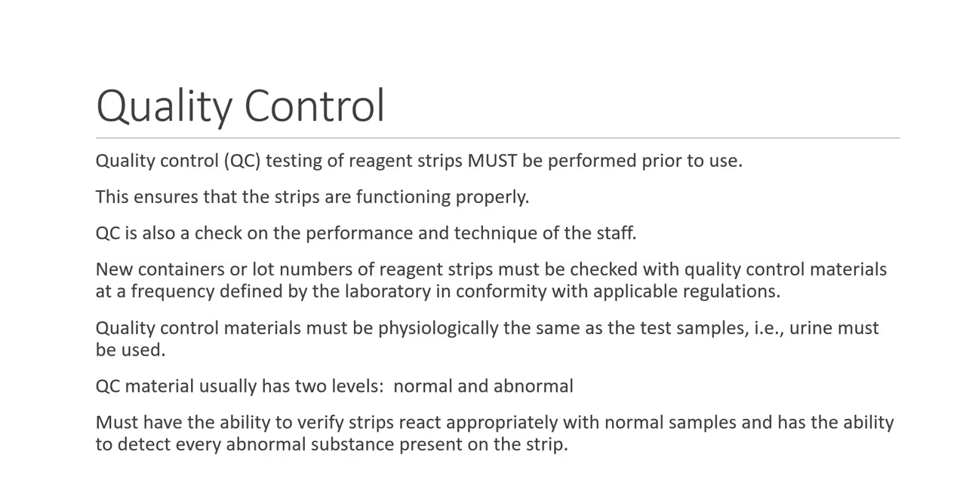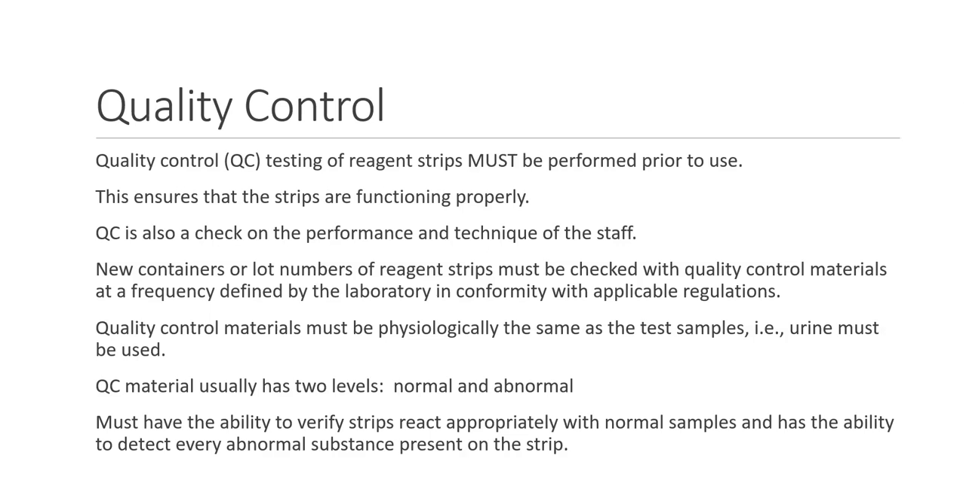So new lot numbers will come in. Some labs will just check the lot number once and then use those strips in that lot number for an extended period of time. Most laboratories require QC on these strips on a daily basis. It is mandated that these quality control materials must be physiologically the same as the test samples. For example, urine must be used as the basic substance to which they may add chemicals to create positives so that we know our strips can react appropriately.